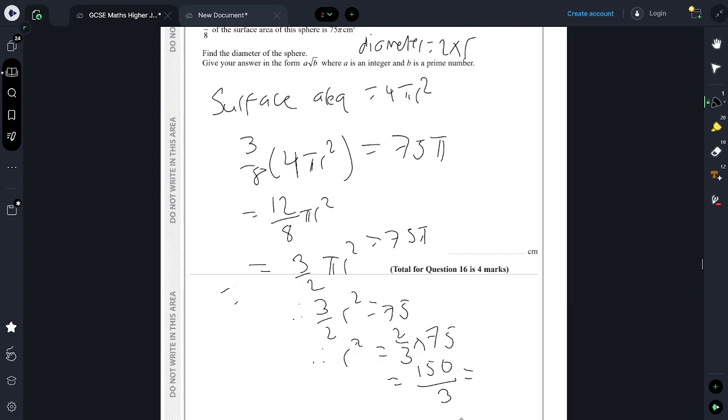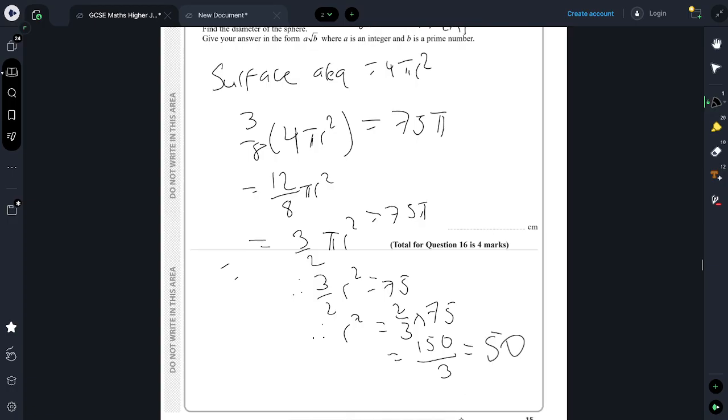So how do we check that? Okay, well, what would it be? So 40, 80, 120. No, let's try 50. 50, there we are. 150 over 3 is 50. So that means r has to be root 50.